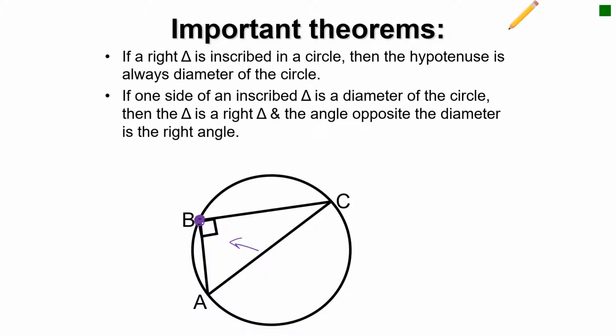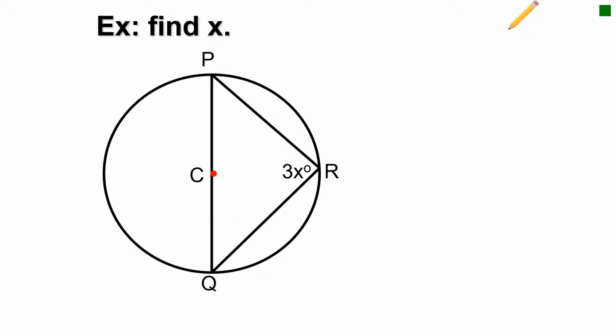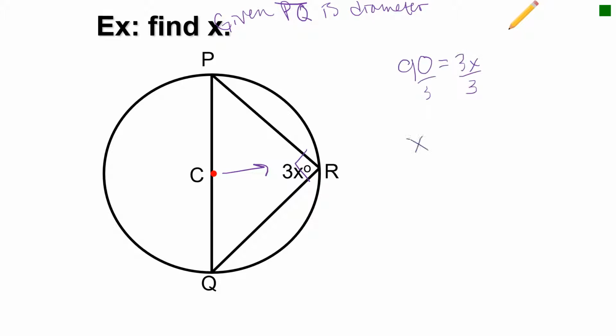So let's look at some examples using those theorems. So if PQ, they didn't say in the directions, but given PQ is the diameter, then we know the angle across from it is 90 degrees. So in order to find x, we just say 90 is equal to 3x, divide both sides by 3, and voila, x is equal to 30 degrees, or 30.